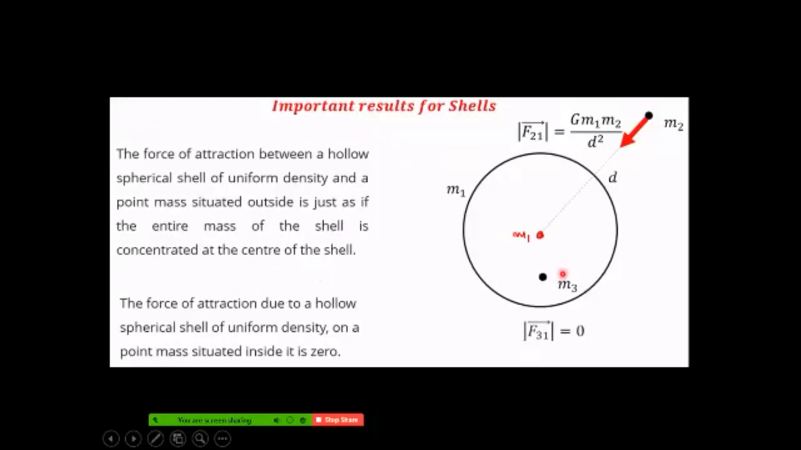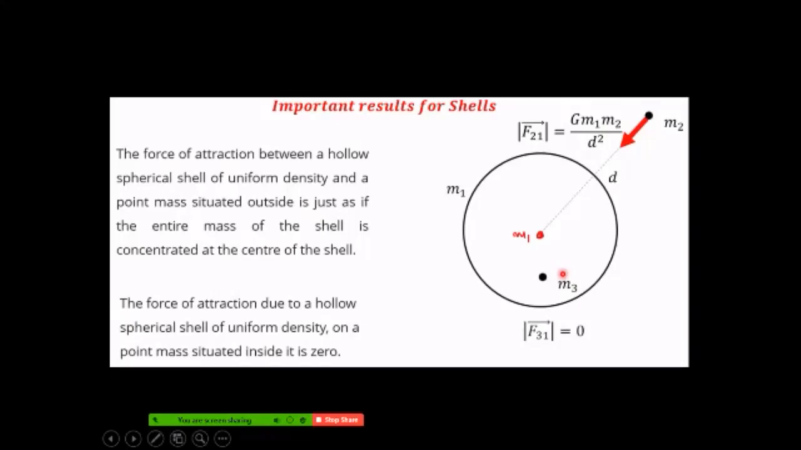Important results for a shell: we know the force of attraction between a hollow spherical shell of uniform density and a point mass situated outside is just as if the entire mass of the shell is concentrated at the center of the object. Suppose that m1 is here and m2 is here. So m2 is applying the force, and we write F21 vector is equal to G m1 m2 by d squared. Here, imagine that m1 is the shell, so it is just as if the entire mass of the shell is concentrated at its center.